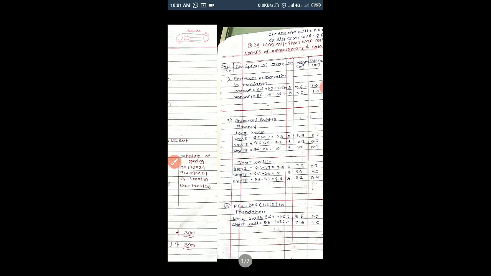First of all, we'll see the width and the height of the wall. The wall thickness is 0.3 meter, so we'll consider the width of the wall as 0.3, and the floor to floor height is given as 3 meter, so we will consider 3 meter height. We will calculate long walls by adding 0.3 and short walls by subtracting 0.3. 0.3 is the width, 3 meter is the floor to floor height. So this is the quantity of the long wall and short wall.